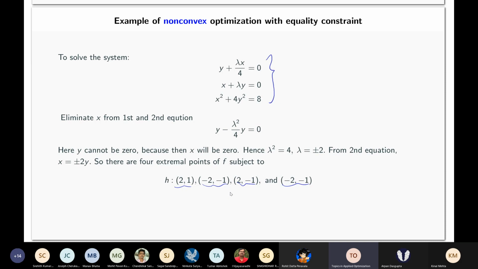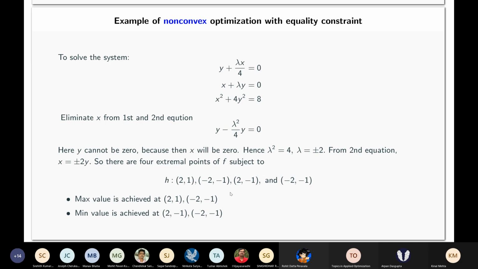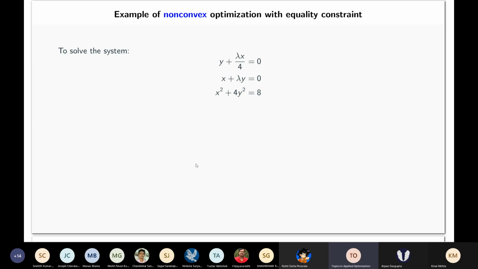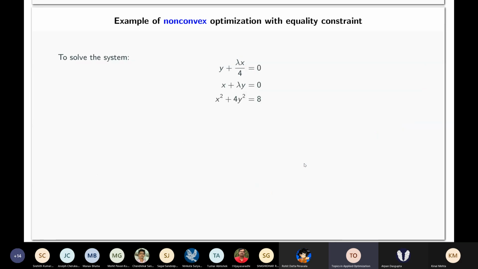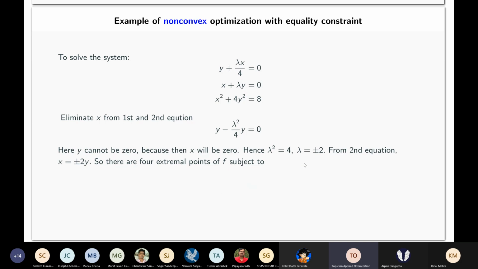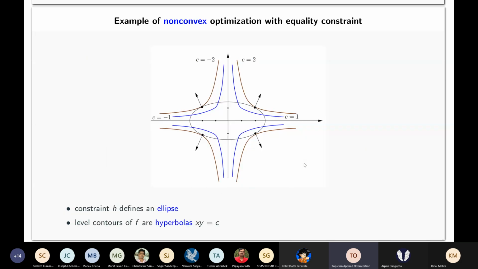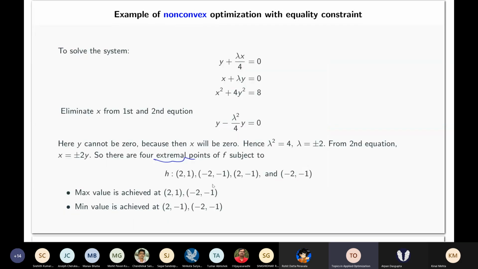Now, remember, this Lagrangian doesn't tell us anything about whether we get a maxima or minima. Our theory as such did not tell us whether it's a maxima or minima. So in this case, we have to identify on our own which of these points are maxima and which of these points are minima.